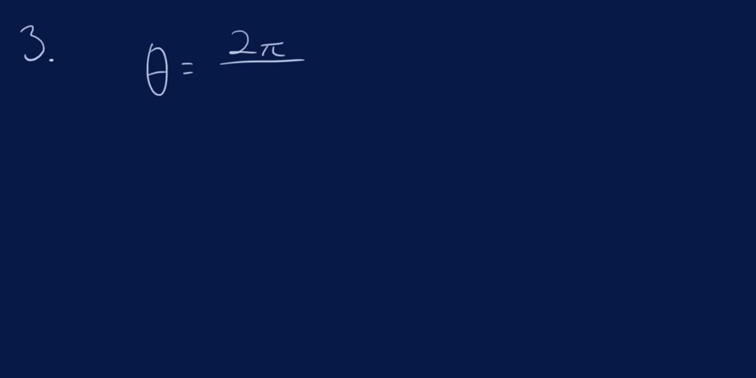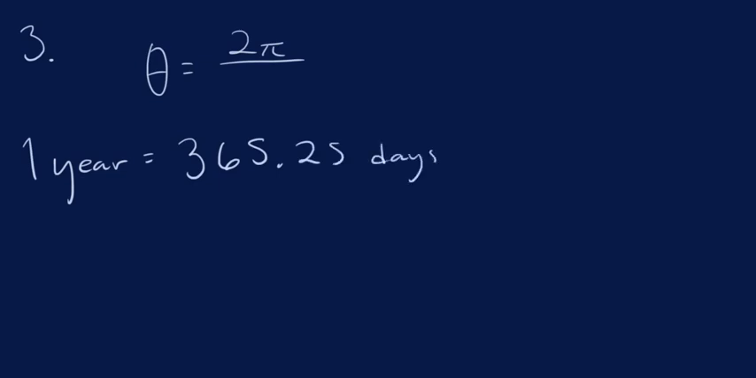So it spins on its axis once a day and orbits the sun once a year. And 1 year equals 365.25 days. Determine the average angular velocity, so it's that, in radians per second of the Earth as it A spins on its axis and B orbits the sun.